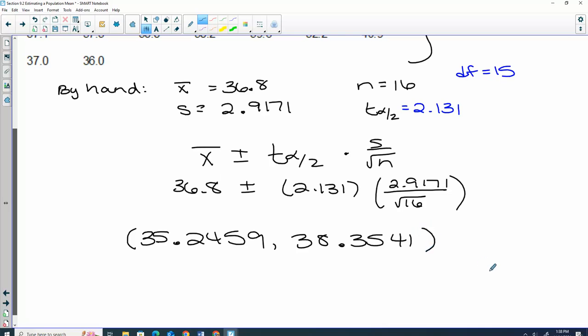If you get the first one, you can do second enter and just change it to a plus for the second. We're not 100% sure. We are 95% sure the value falls between these. So I'm 95% sure the true mean miles per gallon is between 35.2459 and 38.3541.